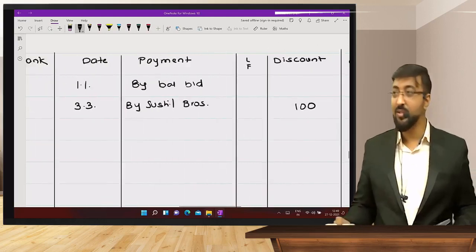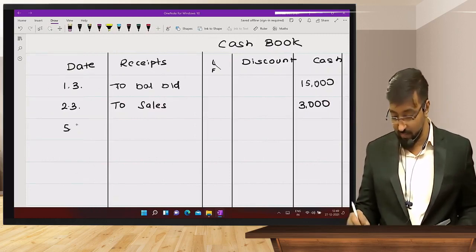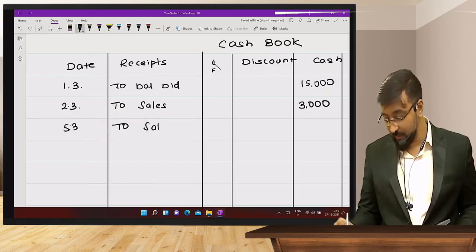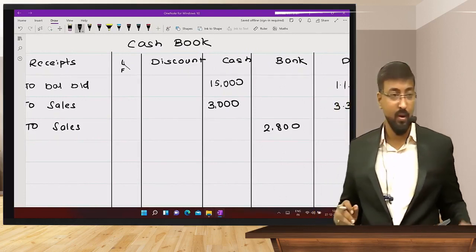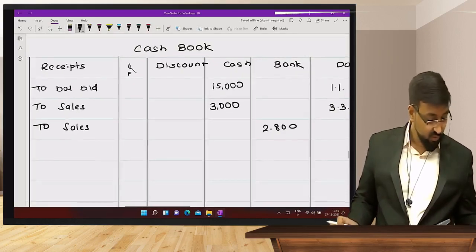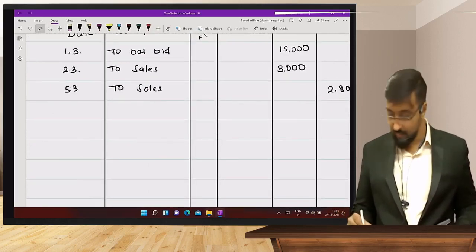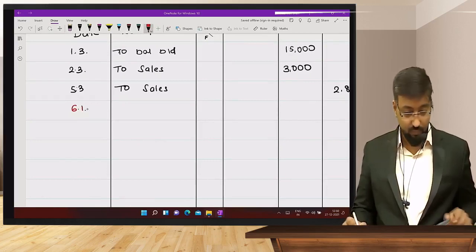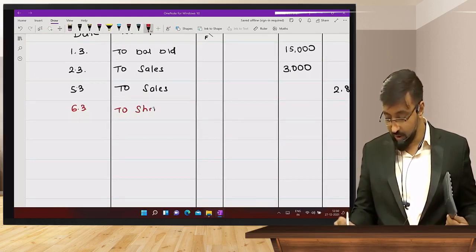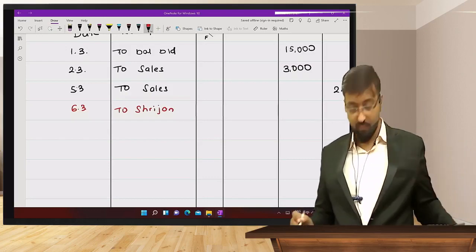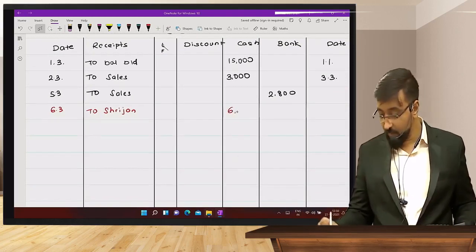Very good. Sales through credit card. 5th March. To sales in the column of bank, 2,800. Received check from Shrijan. Red pen. 6th March. To Shrijan. Which column? Cash column. How much? 6,200.